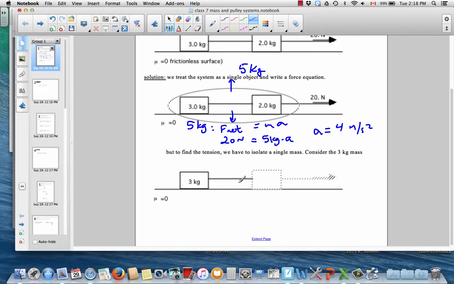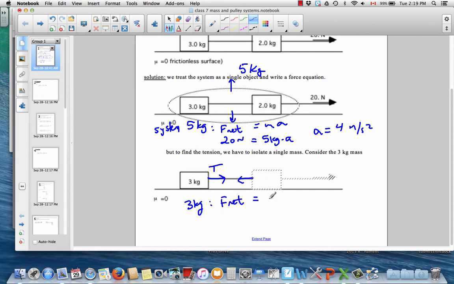Now, to look internal to the system, say to find the tension on the cord here, because there's tension pulling this mass forward and pulling this mass backwards, if we want to find out what that force of tension is, then we have to isolate the 3 kilogram mass. So this is for the 5 kilogram system, and then this is just for the 3 kilogram mass.